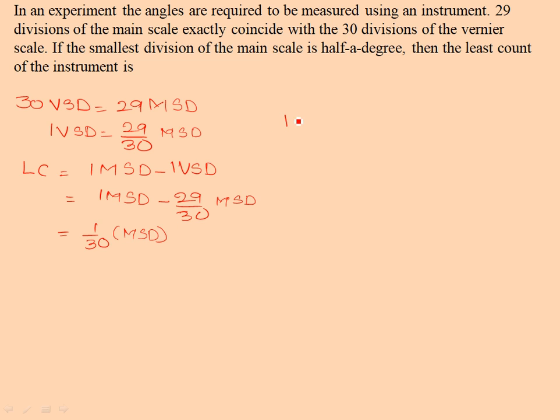And in your question, 1 MSD value is given as half degree. Half degree is nothing but 30 minutes. So that if you substitute that over here, 1 by 30 into 30 minutes, that will be equal to 1 minute. So least count of this instrument is 1 minute. That is how you have to solve this question.